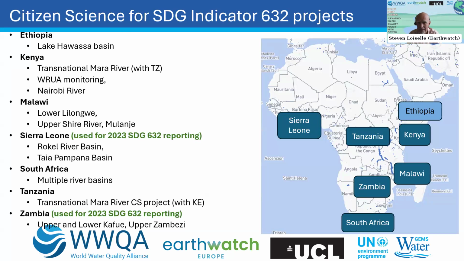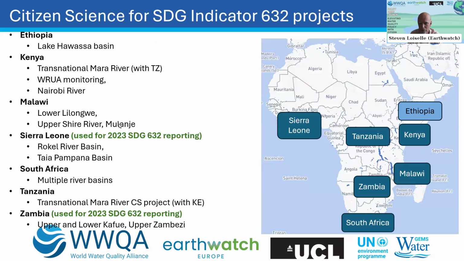So there's been a series of projects that began several years ago and that have, as Stuart just mentioned, in some cases had brilliant success because the citizen science data is being used for SDG 6.3.2 reporting, and other ones are working towards that goal. So as you can see, these projects are going on in several places in Africa. We're starting up in Ethiopia in the Lake Hawassa Basin.